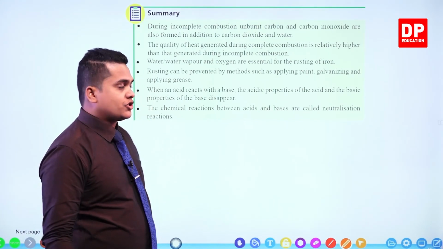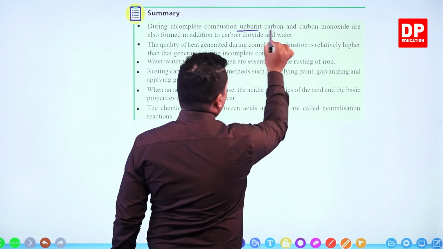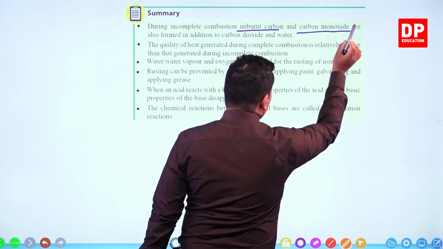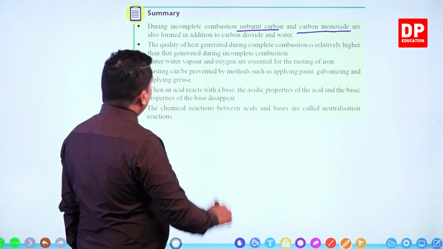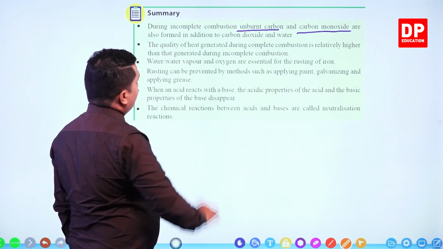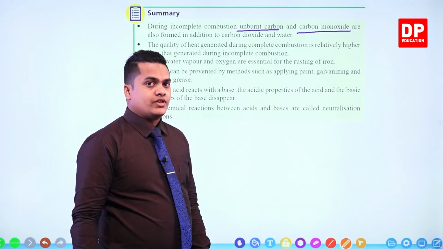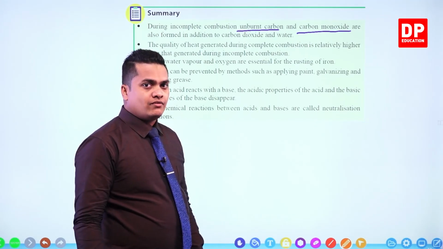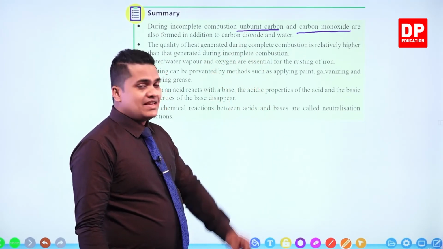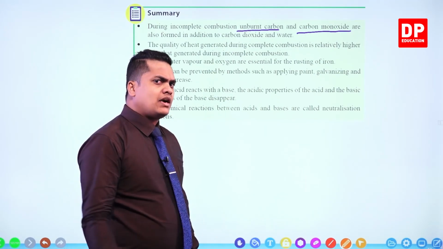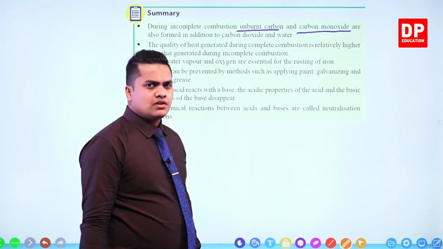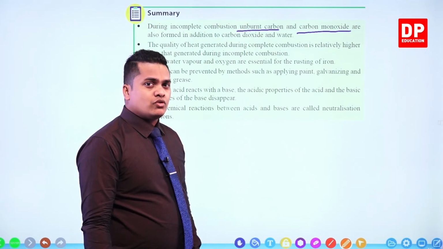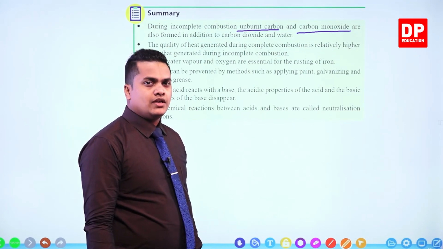In incomplete combustion, unburned carbon particles and carbon monoxide, which is an intermediate product, are also formed in addition to carbon dioxide and water. Unburned carbon particles means, my dear children, like ash and charcoal. So carbon monoxide is an intermediate product during the incomplete combustion of fuel.